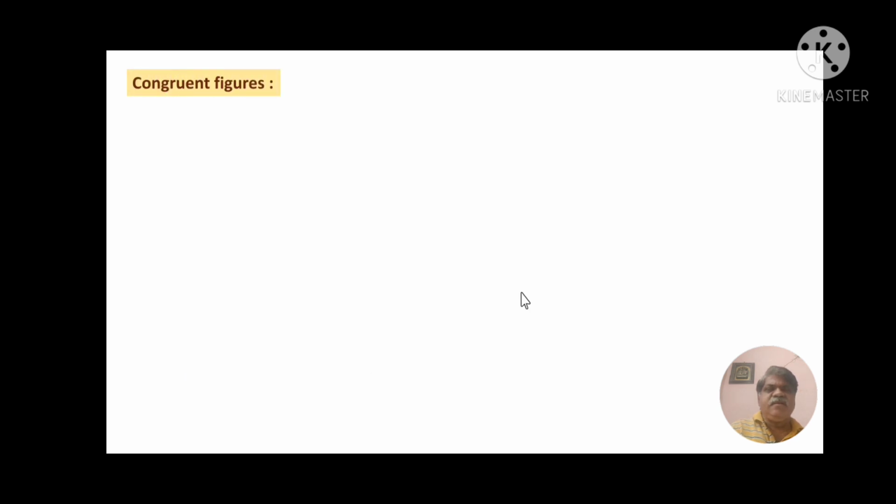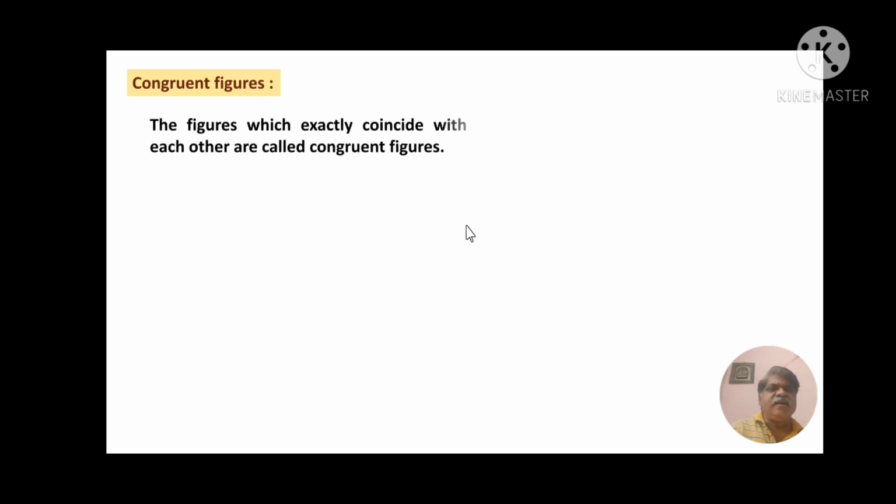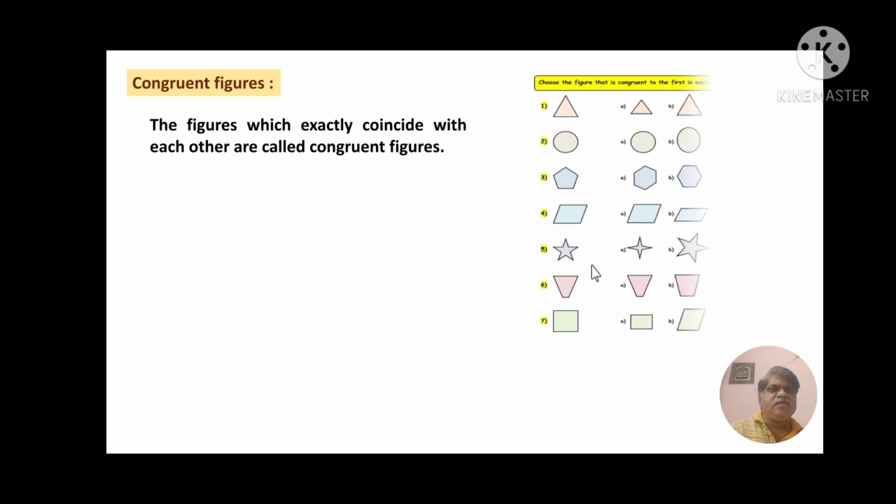Now let us see congruent figures. The figures which exactly coincide with each other are called congruent figures. When they are kept one over the other, they completely overlap. You can see here different shapes of figures which are congruent. If I take this triangle, which is the figure matching with this? I think this is the matching figure. For this second circle, you can see this one.